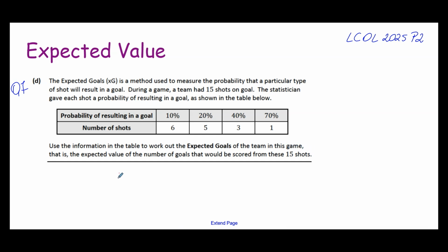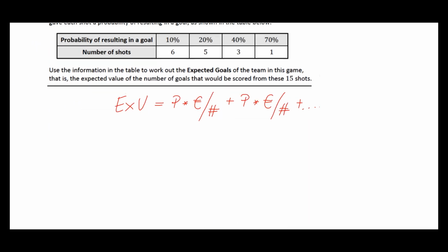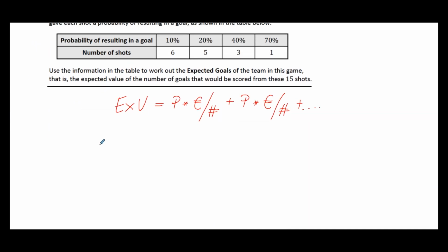So how do we calculate expected value? We take the probability and multiply it, depending on the question, either by euro, very often given to us, or a number. And then plus, again, probability multiplied by the euro or a number, plus, and so on until we exhaust all of them. So let's see how we apply that here.